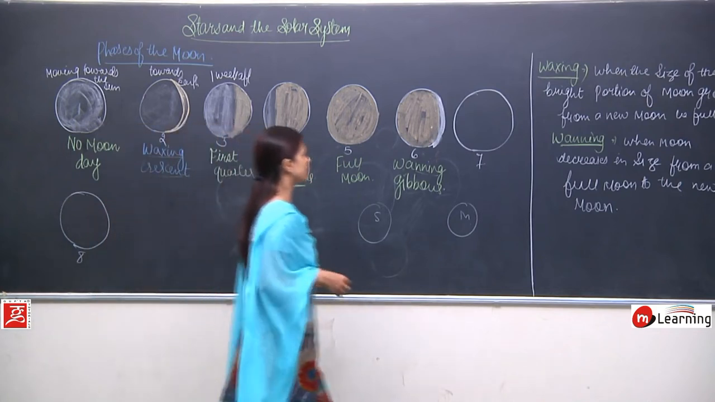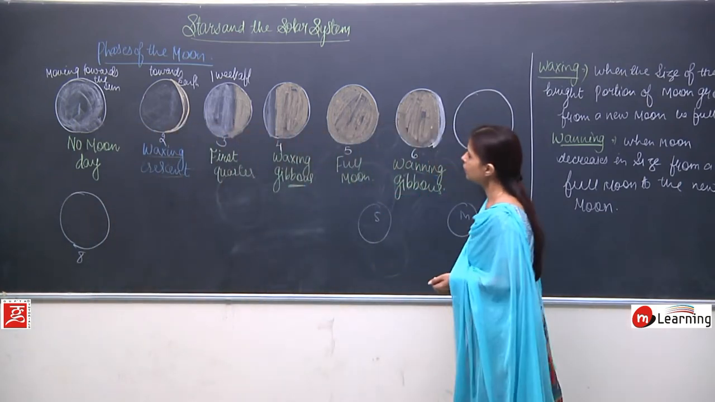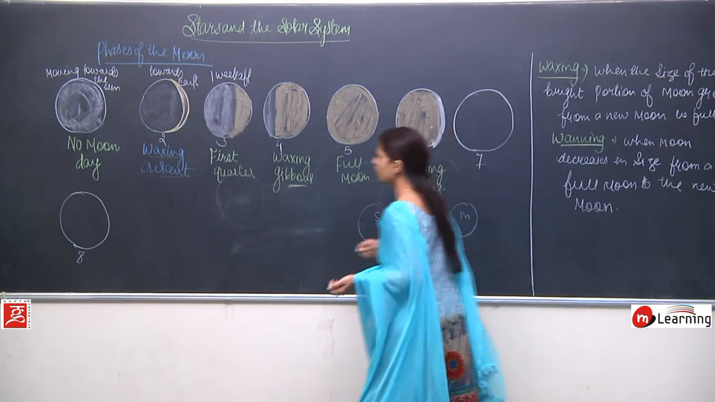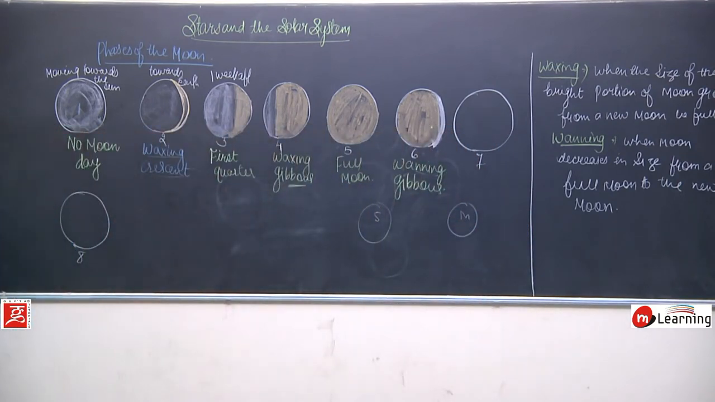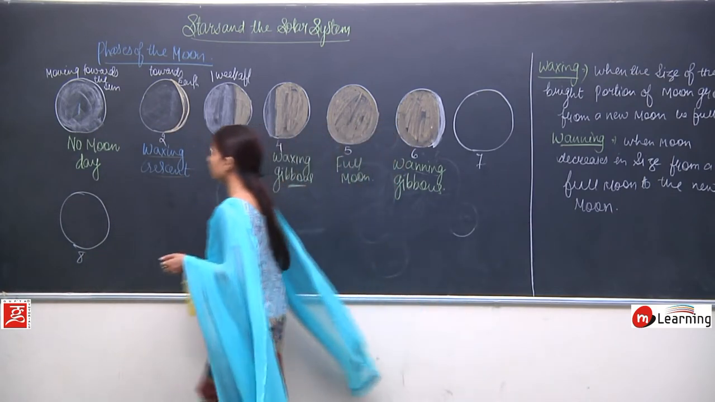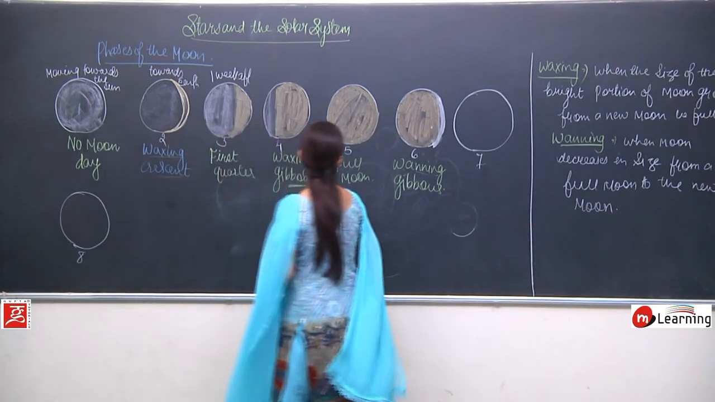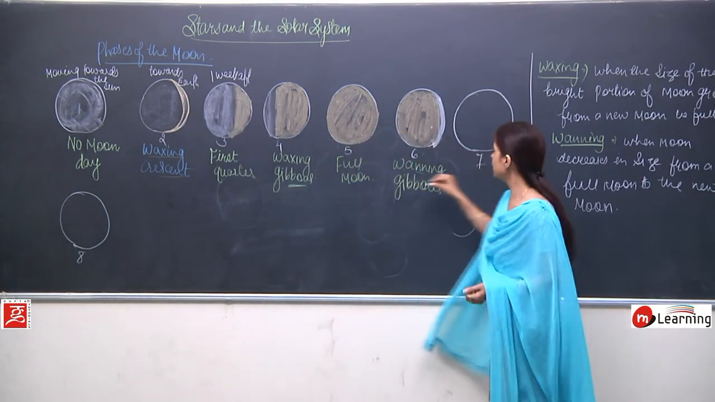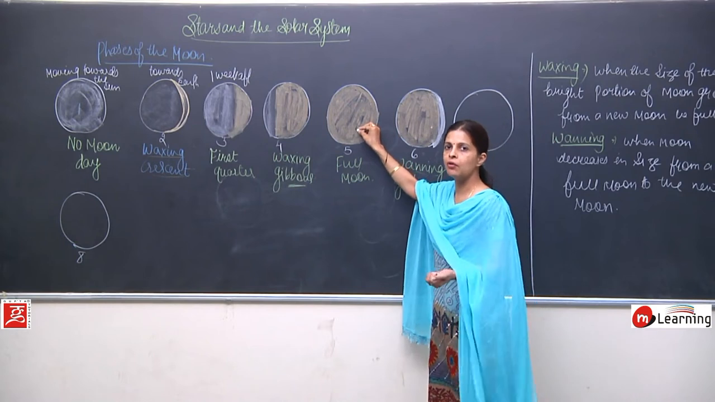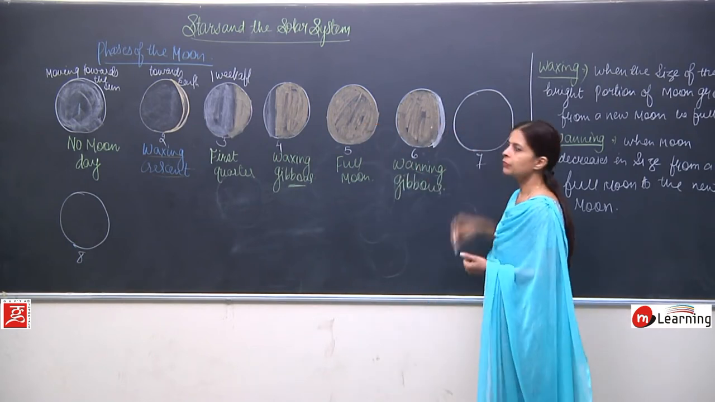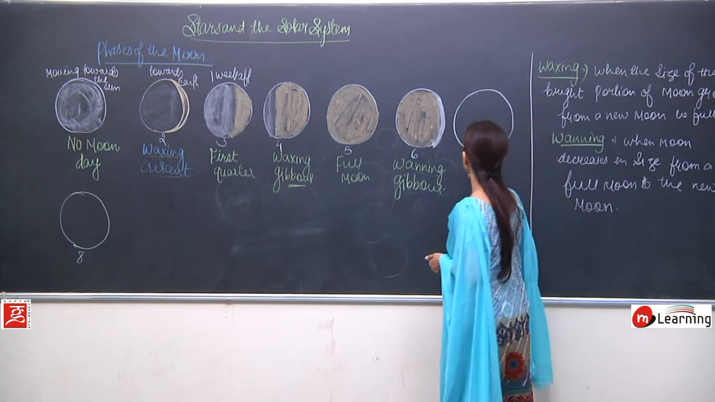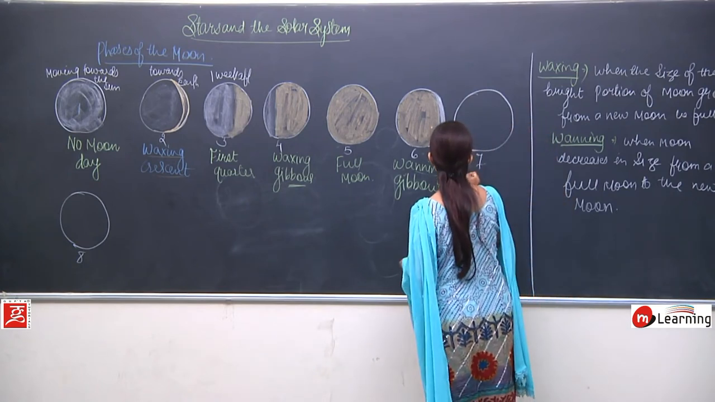Now the seventh stage after this will be the last quarter. I'll just have to rub this. Now the third stage will come. Third stage in the sense that, after full moon, if I count one, then second and then third, to avoid confusion we'll talk in continuation. So here this one will be the last quarter.